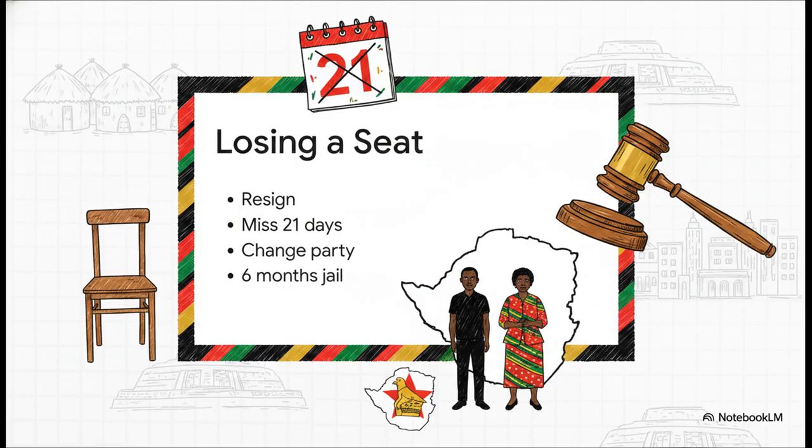Aside from missing work, a lawmaker can lose their seat if they resign, or if they suddenly change the political party they belong to back when you voted for them. They also lose their seat if they commit a crime and are sent to prison for 6 months or more. This is all to ensure that only responsible, law-abiding people stay in your national council.